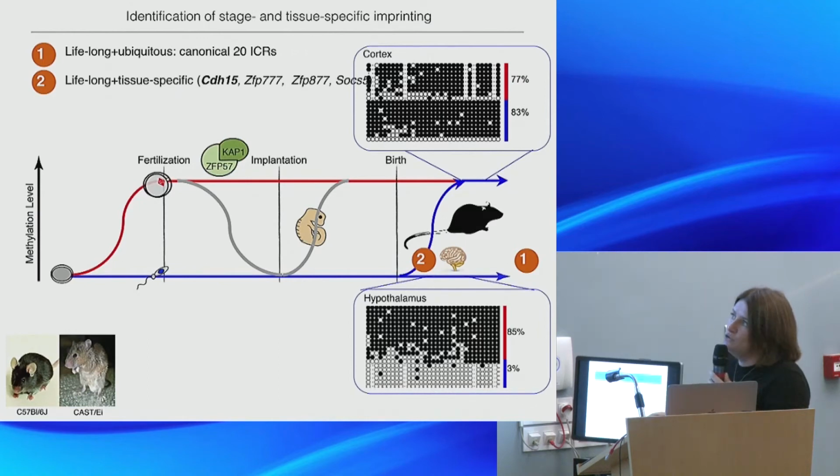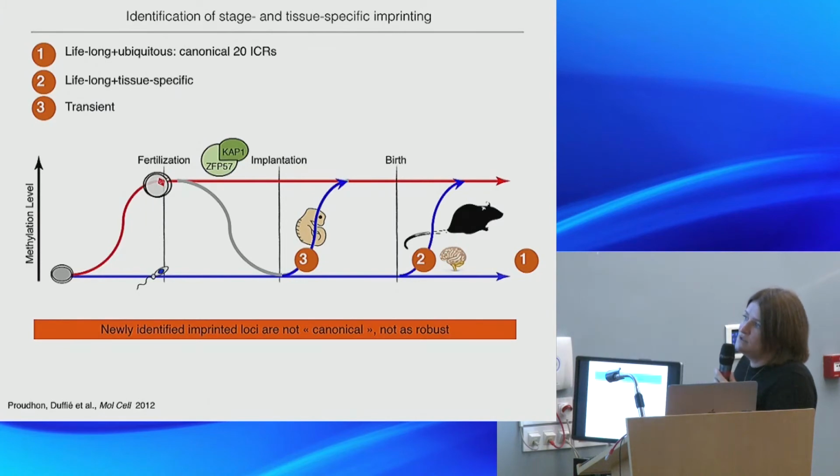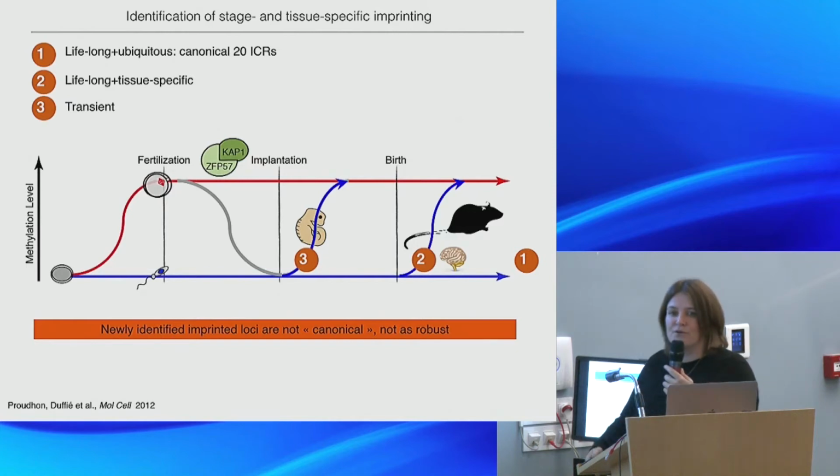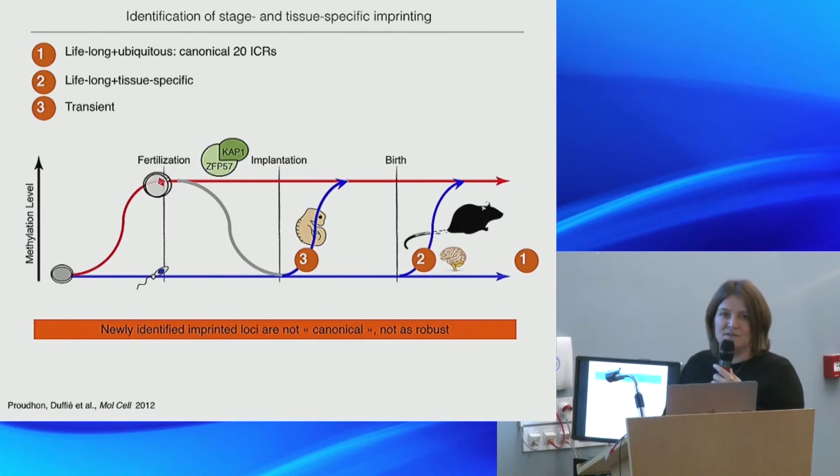So a lot of these new ICRs that we identified were lifelong and tissue-specific, but all had in common to have the ZFP57 binding sites. And then we found an even more labile form of genomic imprinting, which we refer to as transient. And this refers to sequences which also start as being differentially methylated, with methylation inherited from the oocyte. But then at the time of implantation, during the massive wave of remethylation of the embryonic genome, these sequences are not actually able to resist the genome-wide wave of de novo methylation. And we call them transient imprinted regions.